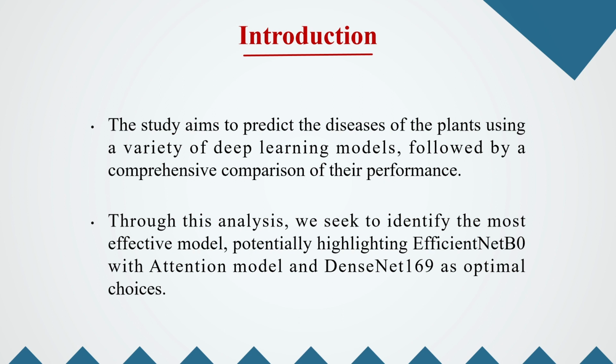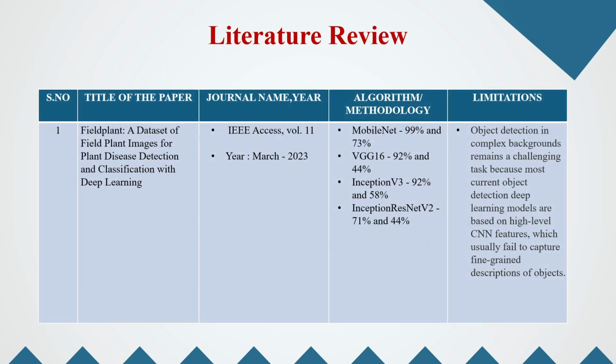In summary, EfficientNet B0 is known for its efficiency in terms of model size and computational resources, making it a good choice for resource-constrained applications. DenseNet, on the other hand, is characterized by its dense connectivity, which promotes feature reuse but may require more parameters and computational resources. Here is the literature review of our paper.